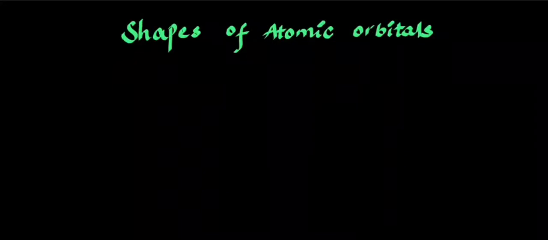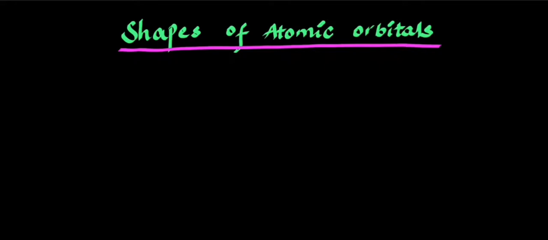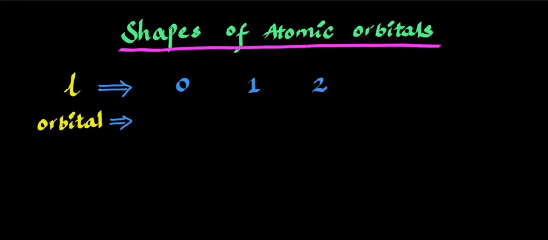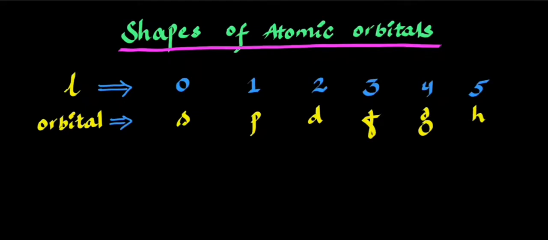Hello and welcome everyone. In this video I'll discuss the shapes of different atomic orbitals, starting from S till D. Well, to understand the shapes of the atomic orbitals, let's begin with the orbital quantum values. For L equals 0, 1, 2, 3, 4 and 5, we have the corresponding orbitals S, P, D, F, G and H. This video is restricted to the shapes of S, P and D orbitals.